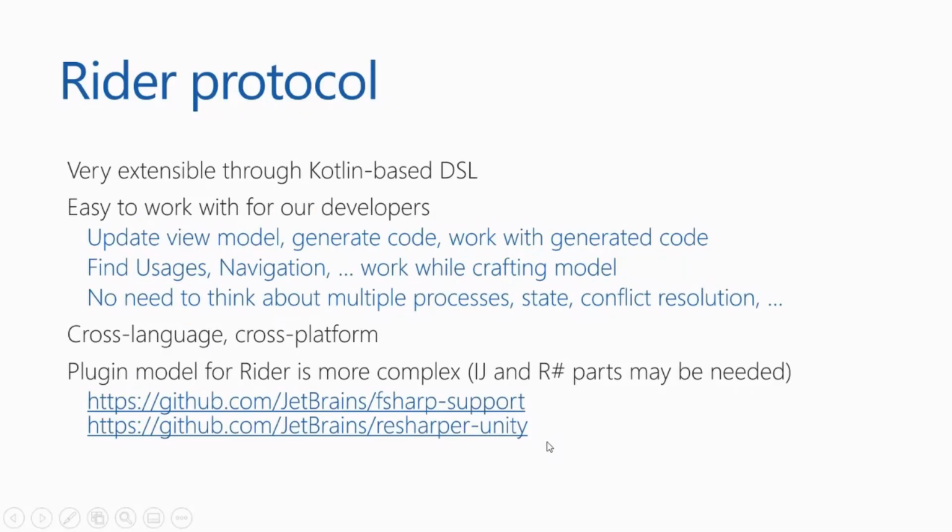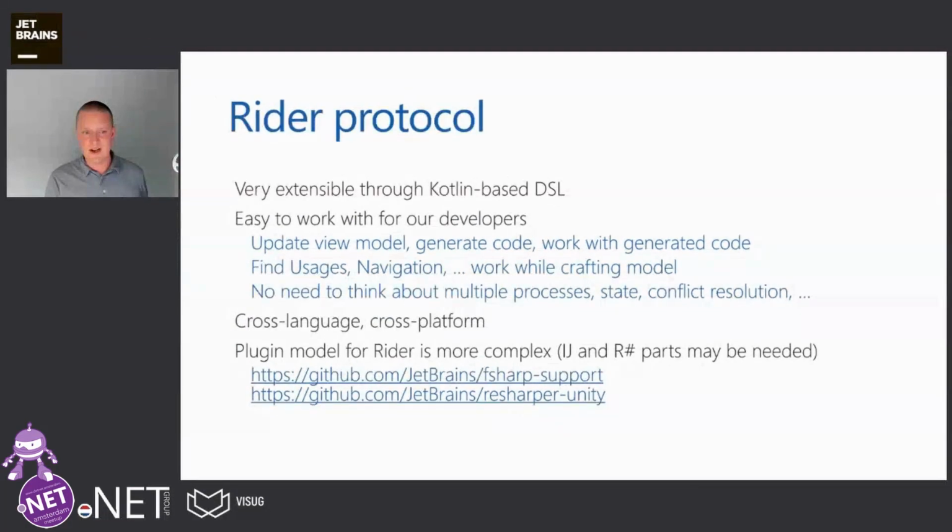Right. So it's very extensible. It's a Kotlin-based DSL. Our developers don't really have to know a lot about the protocol. They can simply create that model, generate code based off it, and then work with the code that they generated. There's no real need to think about multiple processes. There's no real need to think about the fact that there may be network connectivity issues and so on. It all just works. Create the model, and you develop against that model.